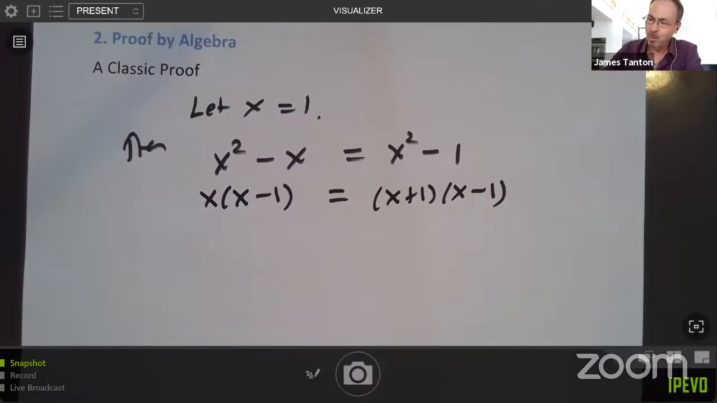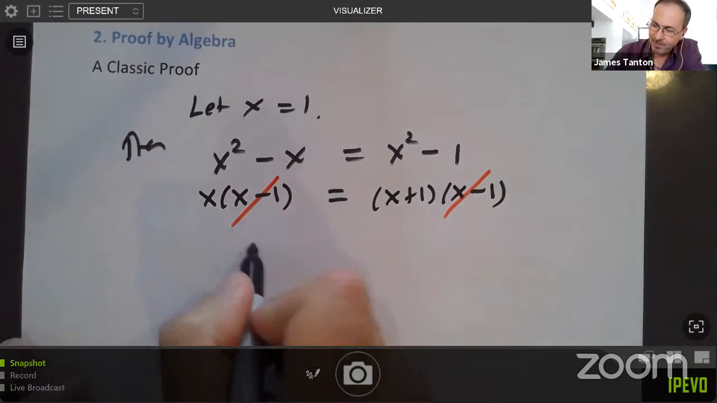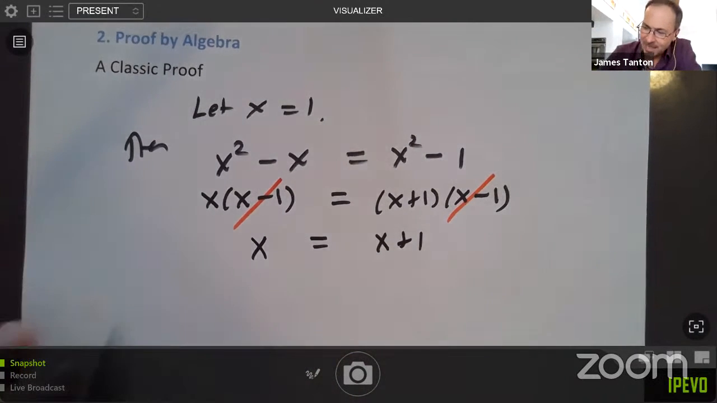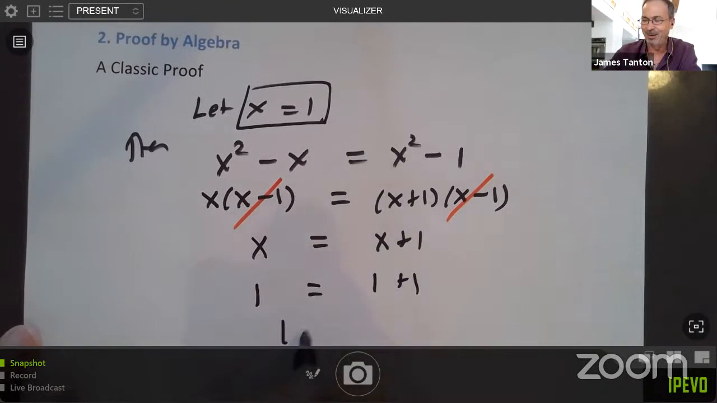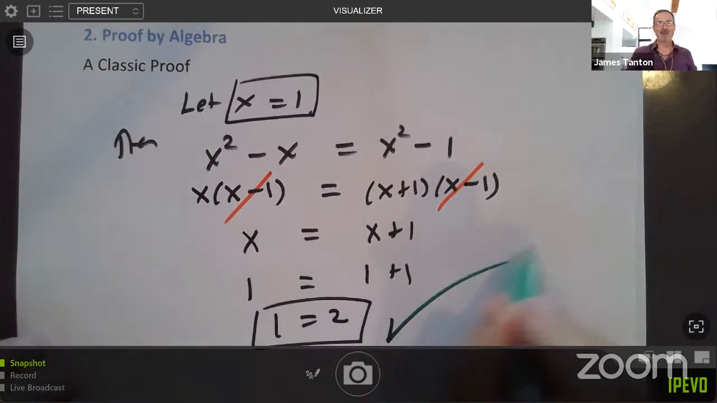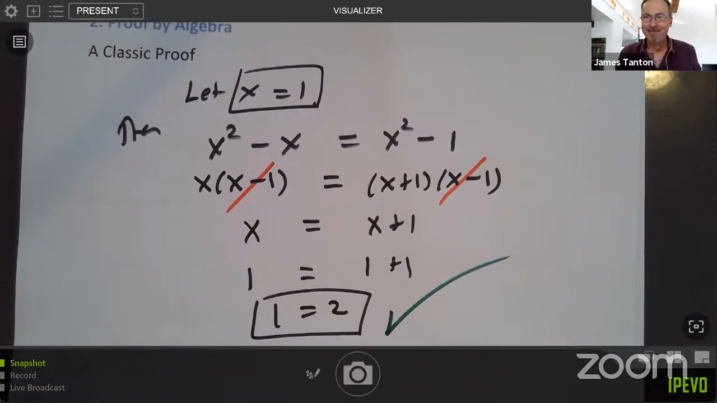Oh, a common factor of x minus 1, so divide both sides by x minus 1. That leaves me with x on the left equaling x plus 1 on the right. But let me remind myself, x is the number 1. Oh, good. So 1 is equal to 1 plus 1. 1 equals 2. Aha! Happy fellow I am. We did it. Now we proved 1 equals 2 without getting into weird issues of infinity. What do you think?